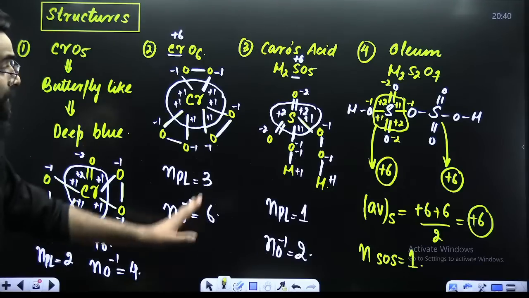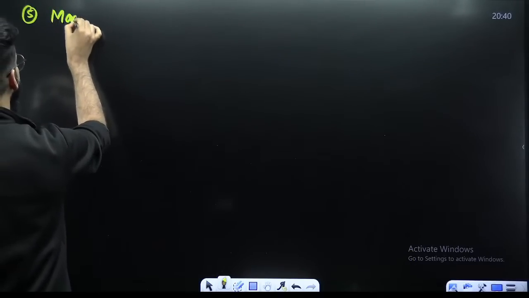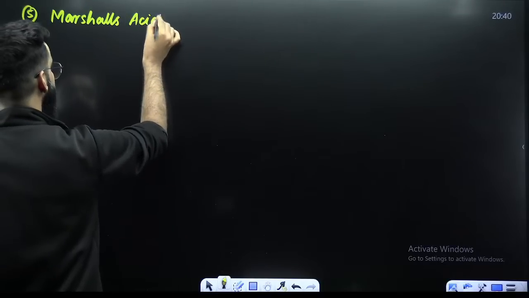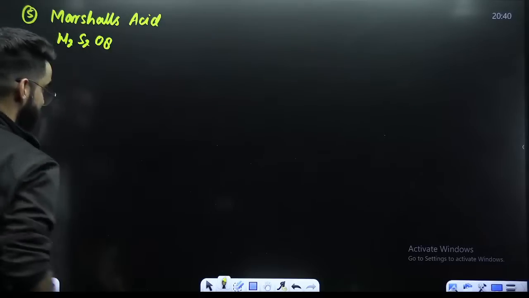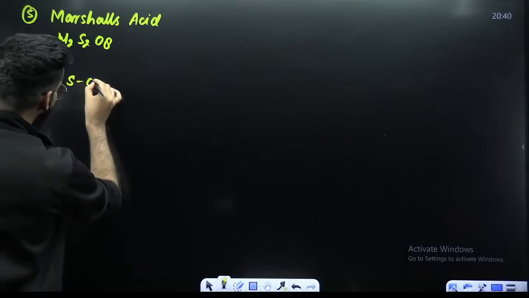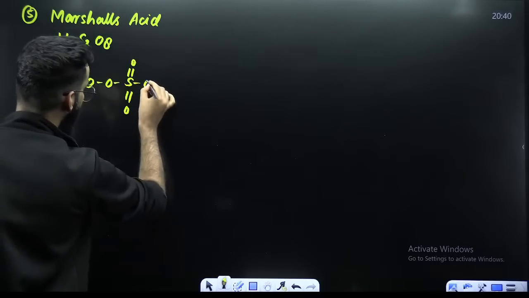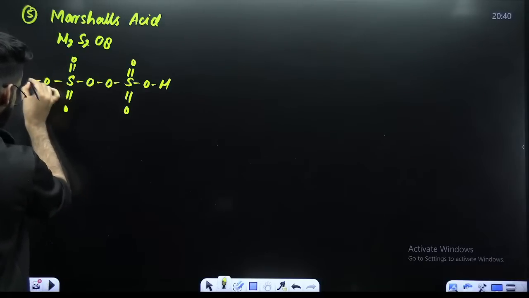Got it, people, till here? So this was your fourth structure. Now, talking about the fifth one. Fifth one is something which you call as Marshall's acid. What is the formula for Marshall's acid? H2S2O8. This is your Marshall's acid. And how does it look like? S, O, O, S, double bond O, oxygen attached with hydrogen, double bond O, oxygen attached with hydrogen.